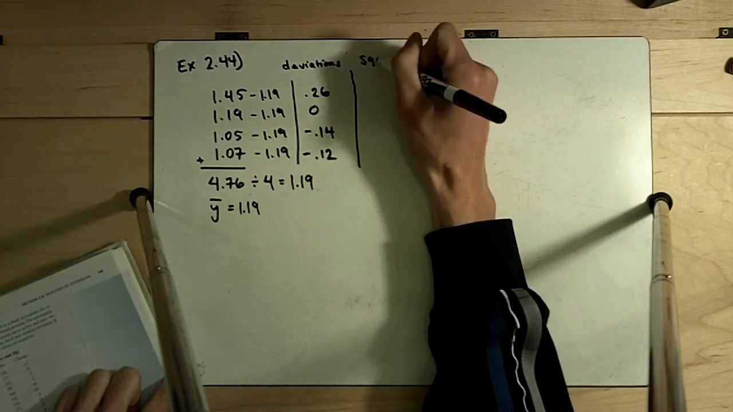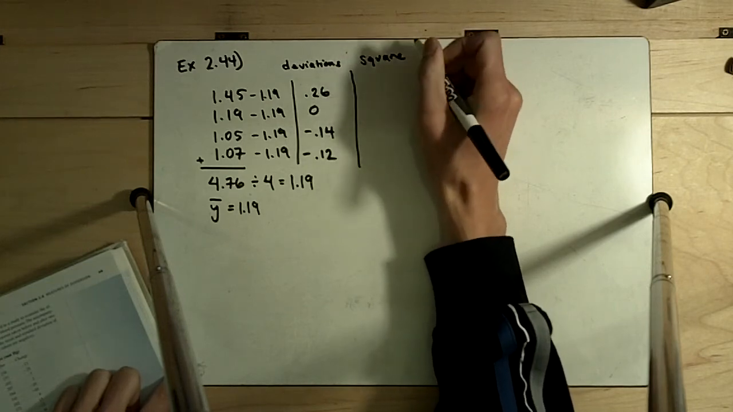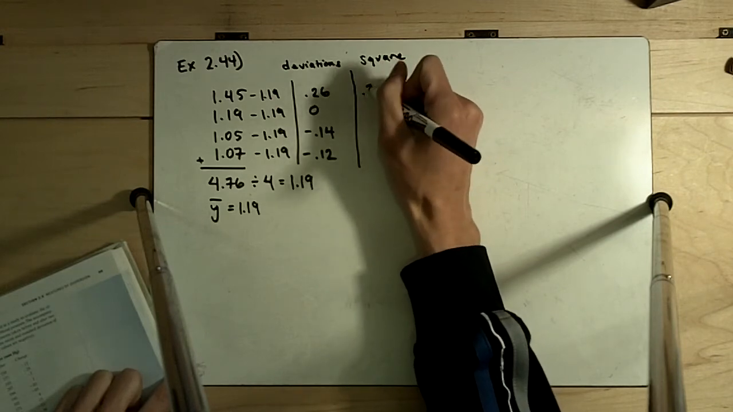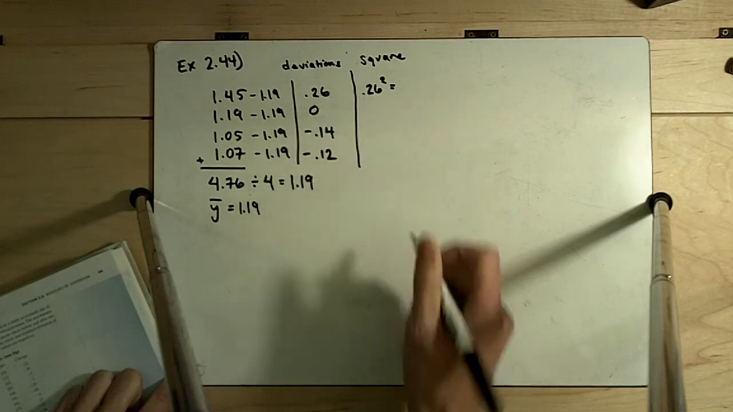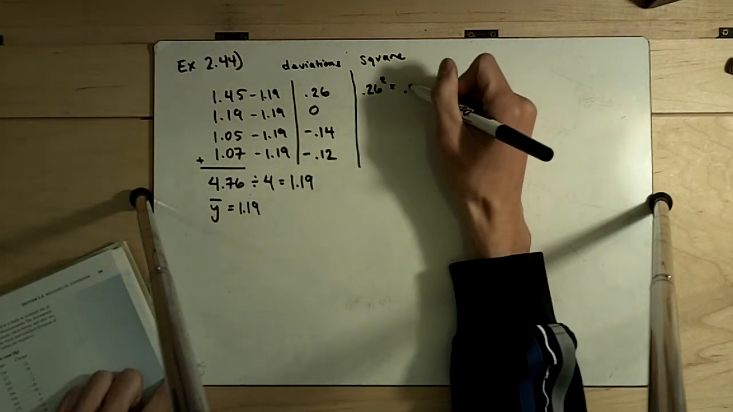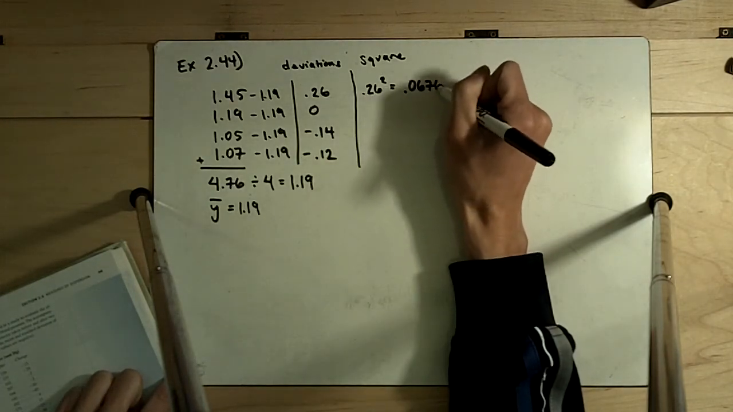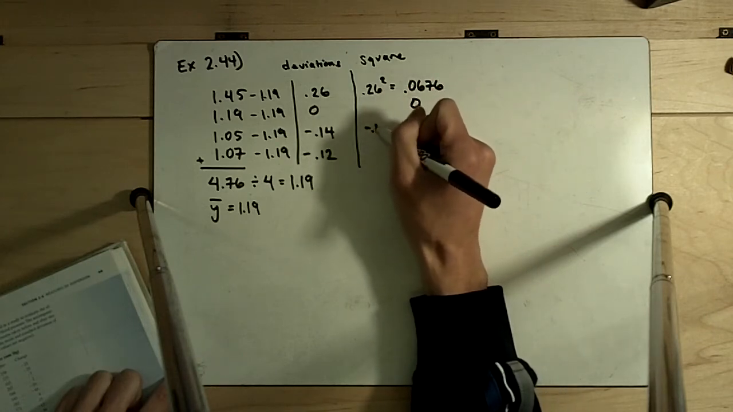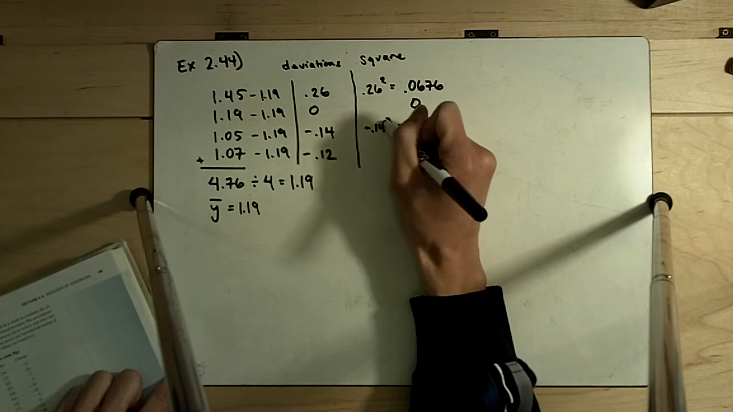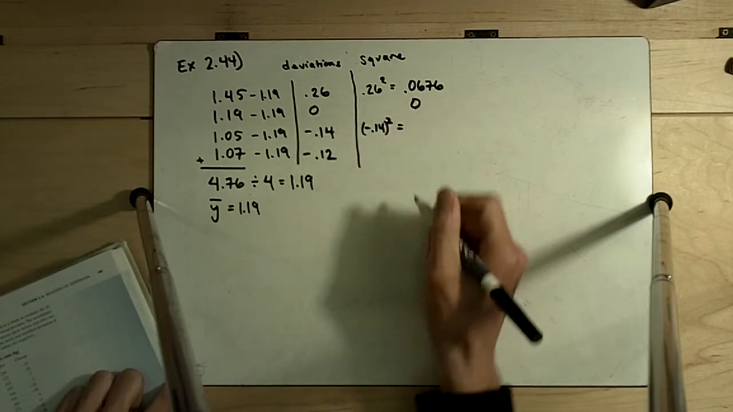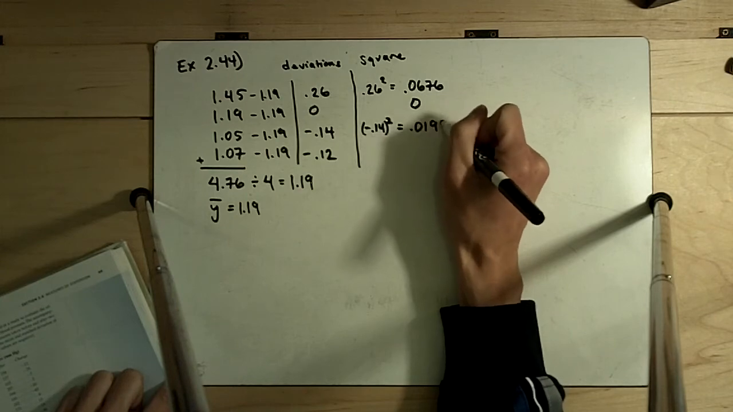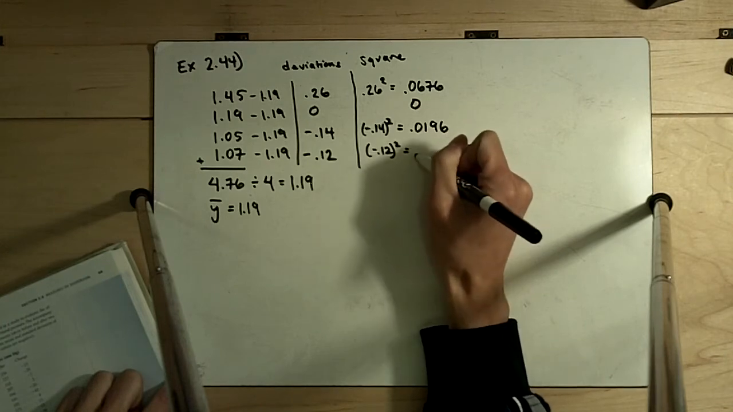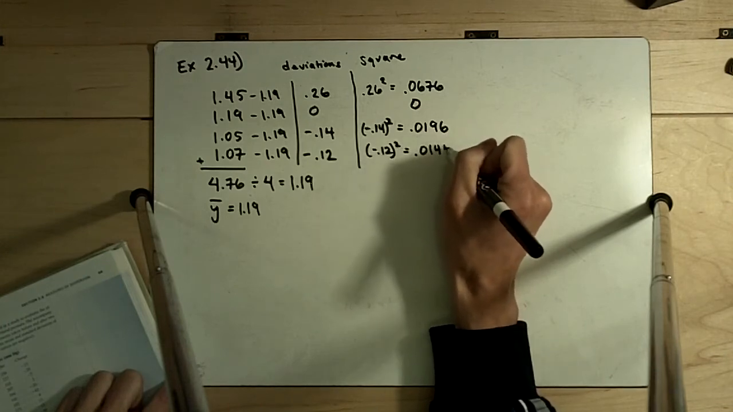The next step is to then square everything. Okay, 0.26 squared, what we get is 0.0676. 0 squared is 0. Negative 0.14 squared is equal to 0.0196, and negative 0.12 squared is equal to 0.0144.